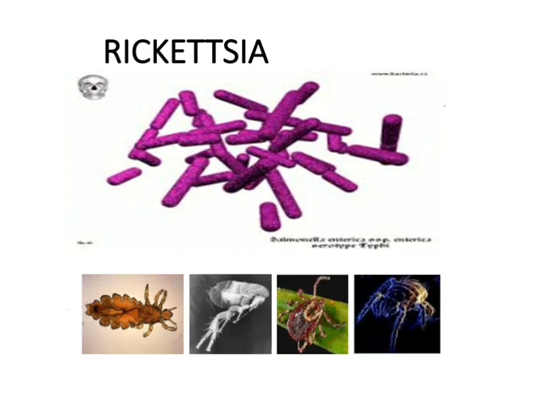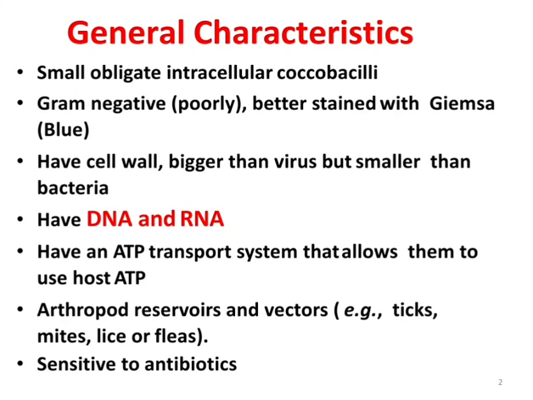In the previous class, we learned about Mycoplasma. The next one is the Rickettsiae. General characteristics: this is a small, obligate, intracellular cocobacilli. They are gram-negative bacteria, better stained with Giemsa stain. They have a cell wall, bigger than a virus but smaller than bacteria. They have DNA and some may have RNA. They have an ATP transport system that allows them to use host ATP.